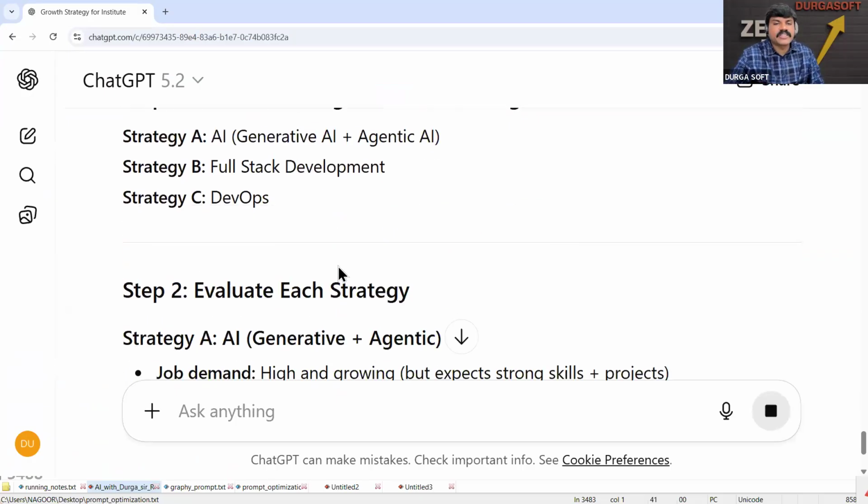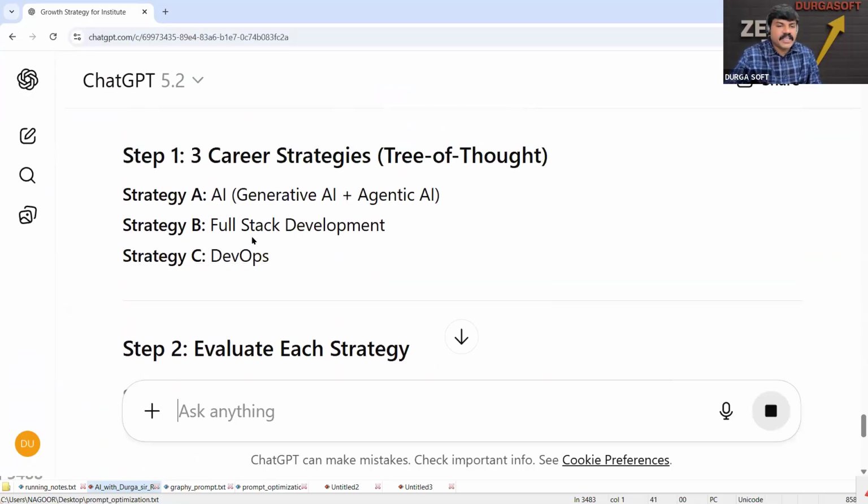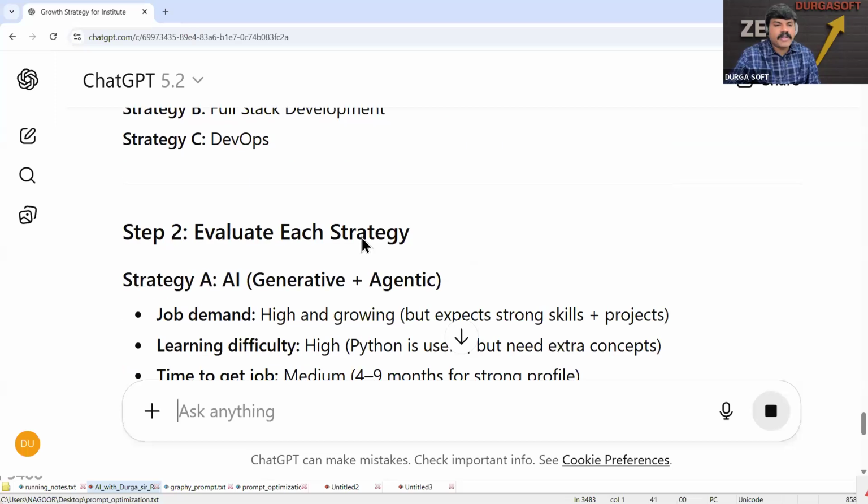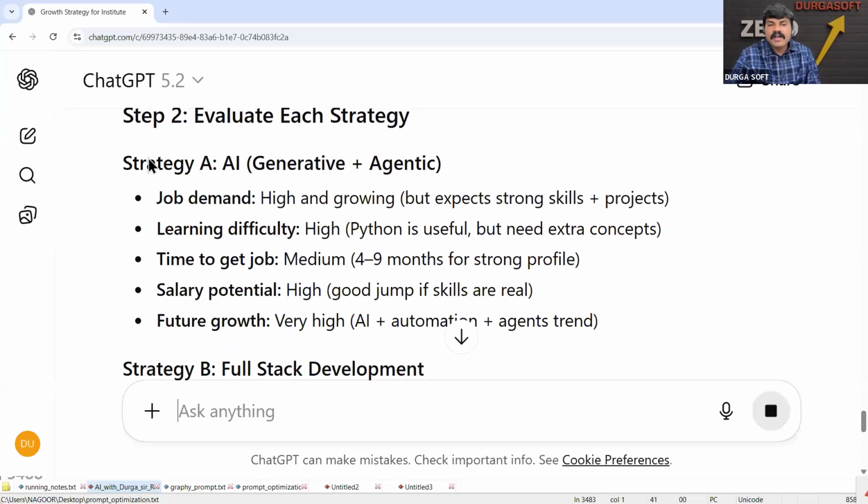Okay, career strategies. Strategy A, AI. Full stack development, DevOps. Job demand, job strategy. Here observe AI: what is it telling? Job demand is high and growing.